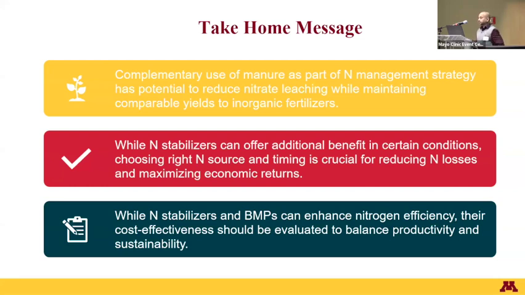Then here are some take-home messages from both studies that I presented here today. First is complementary use of manure as a part of nitrogen management strategy has potential to reduce nitrate leaching while maintaining comparable yields to inorganic fertilizers. Second is while nitrogen stabilizers can offer an additional benefit in certain conditions, choosing the right nitrogen source and timing is very crucial for reducing the nitrogen losses and maximizing economic returns. And lastly, while nitrogen stabilizers and best management practices can enhance nitrogen use efficiency, their cost effectiveness should be evaluated to balance the productivity as well as sustainability.